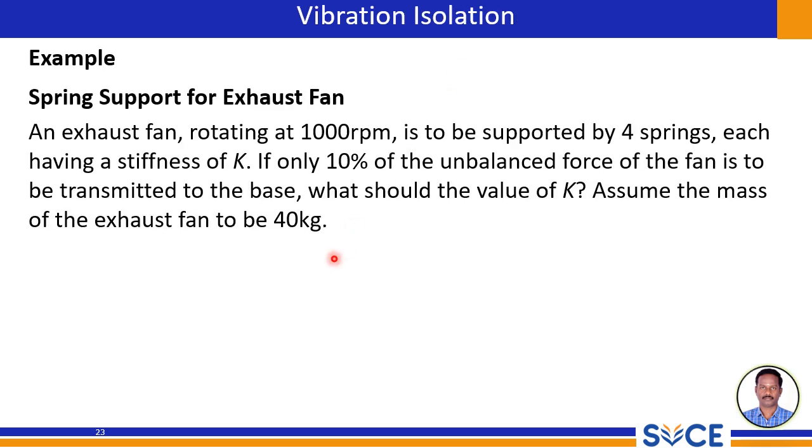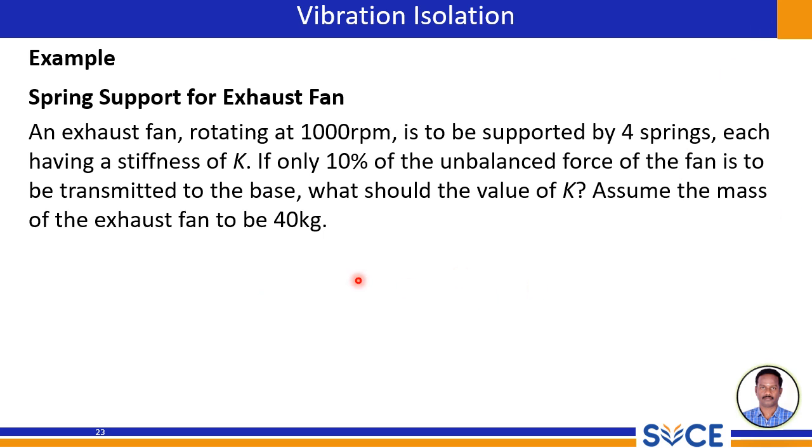Now, let's work through a practical example to apply the concepts we discussed. This problem involves designing a spring support for an exhaust fan to minimize the transmitted vibrations. The problem states an exhaust fan rotating at 1000 rpm is to be supported by 4 springs, each having a stiffness of k. If only 10% of the unbalanced force of the fan is to be transmitted to the base, what should be the value of k? Assume the mass of the exhaust fan to be 40 kg.